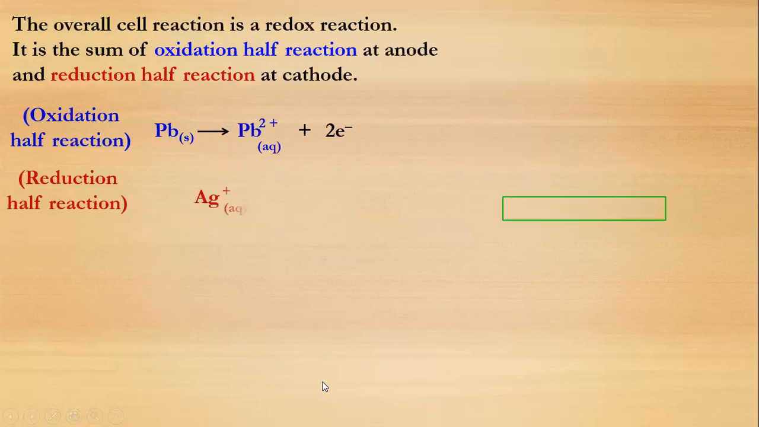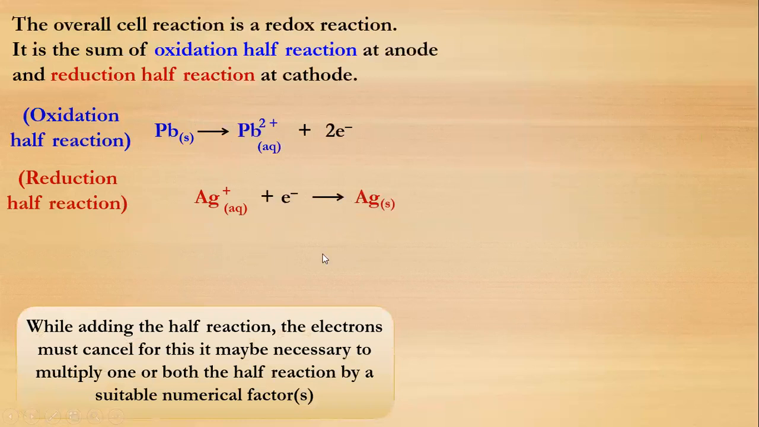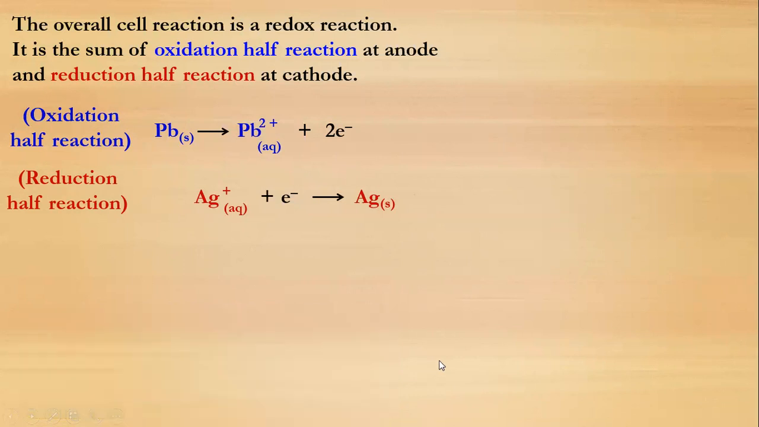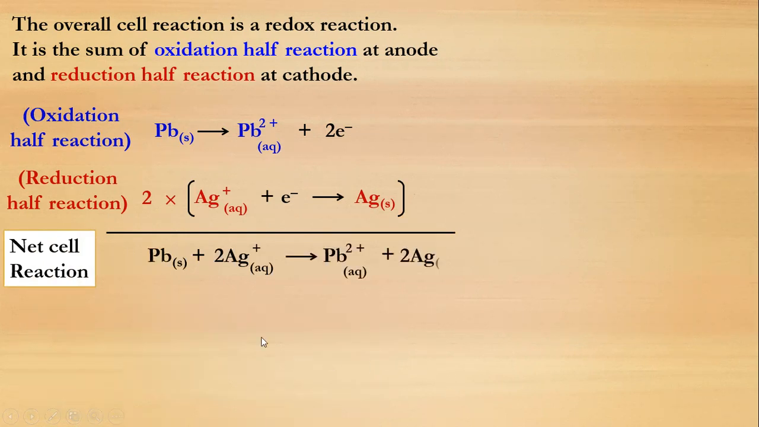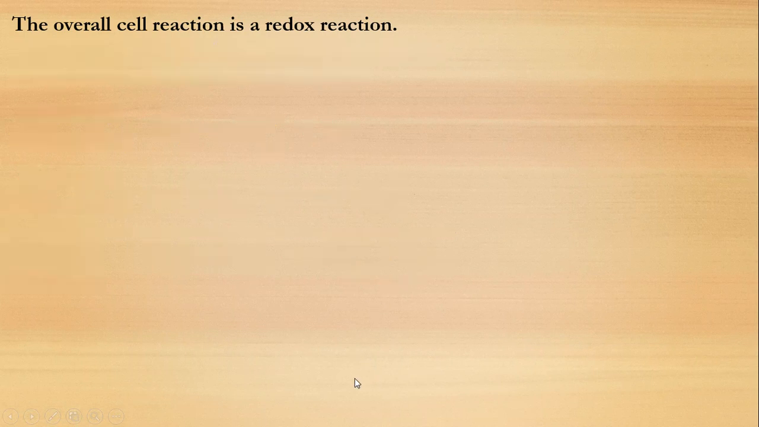So listen. Here 2 electrons are released, here 1 electron is gained. That's why this equation will be multiplied by 2. While adding the half reactions, the electrons must cancel. For this, it may be necessary to multiply one or both half reactions by suitable numerical factors. After that, we can add the equations and we get the net equation. This is the final equation of this notation: Pb plus 2Ag+ aqueous converts into Pb2+ aqueous plus 2Ag.